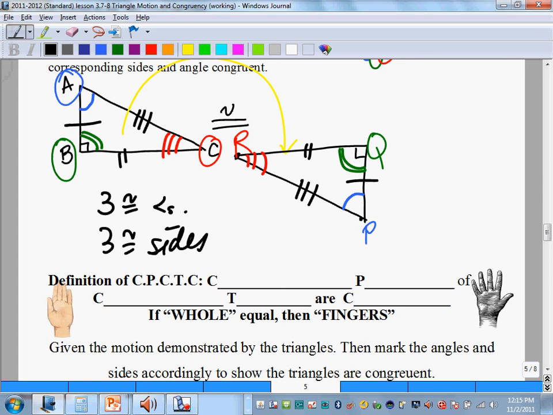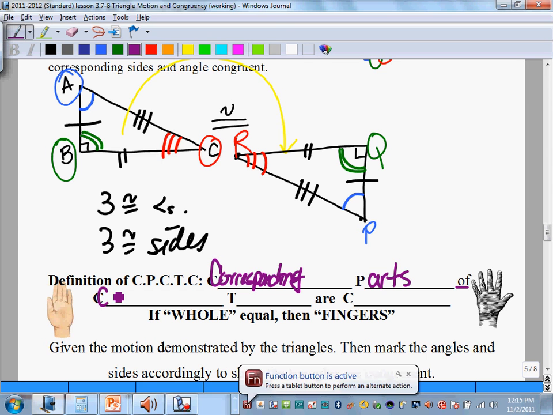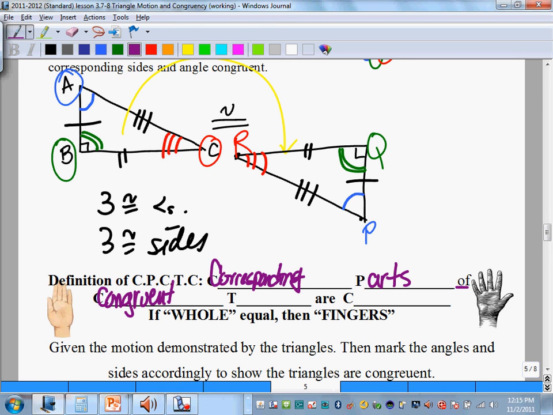There's a specific name for this. I'm going to give you the technical name, then the slang for it. The technical name is: corresponding parts of congruent triangles are congruent. Corresponding parts of congruent triangles are congruent, excuse me.